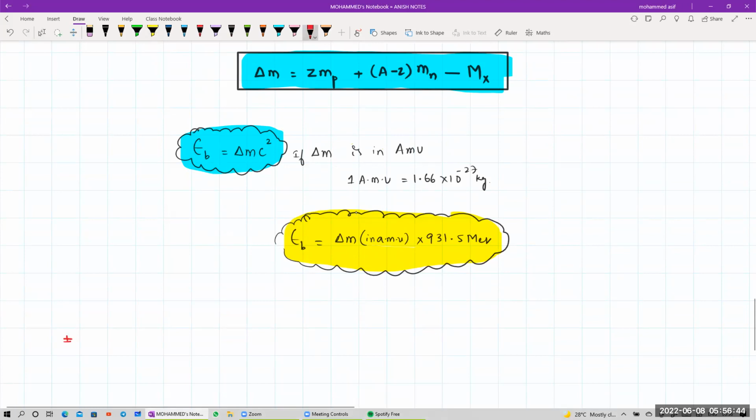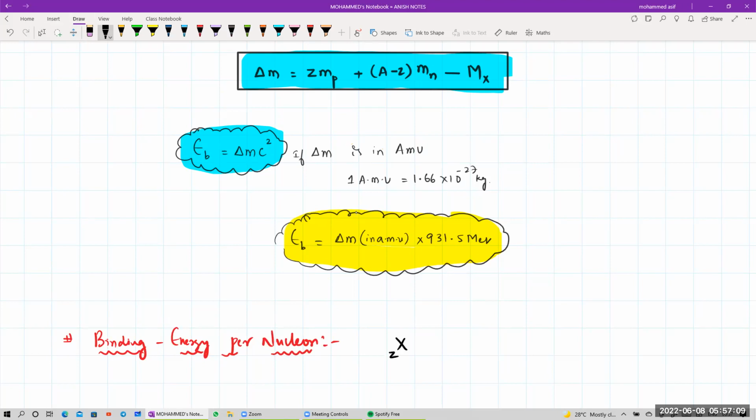Next one, again very important: binding energy per nucleon. This is your element X, this is your Z, this is your A. A is what, beta? Number of nucleons, isn't it? Z is your atomic number.